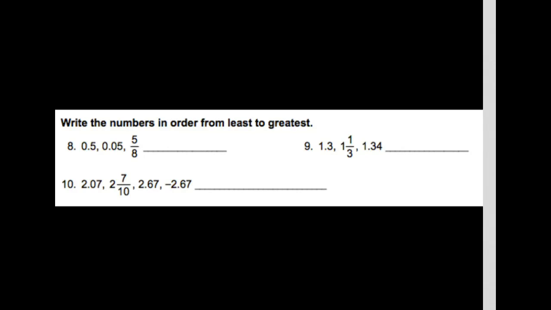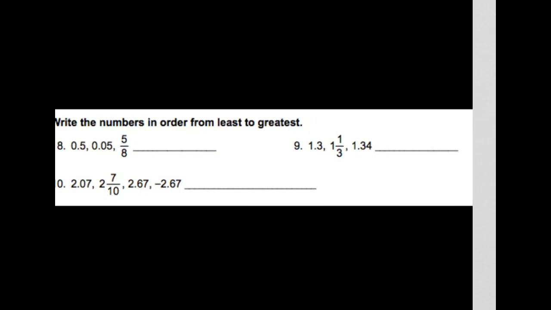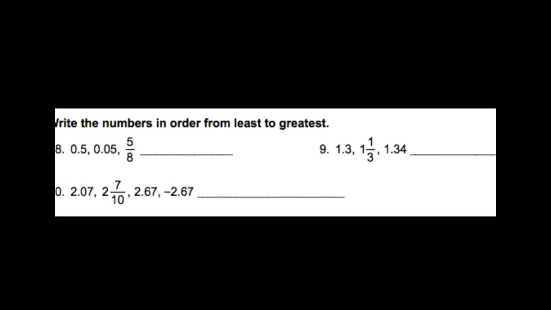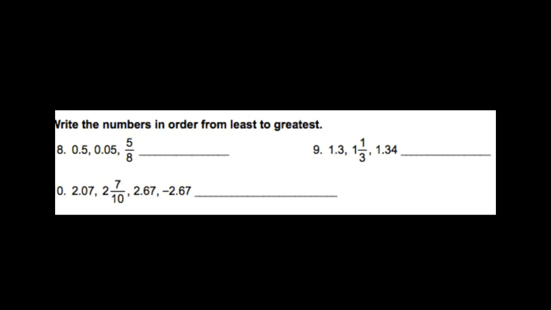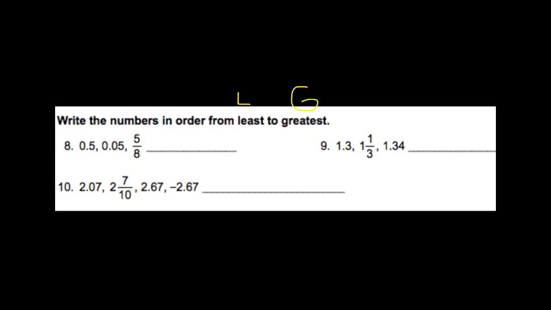This is example number 3. Write the numbers in order from least to greatest. Zoom in a little bit. There we go. Least to greatest. So, first thing, let's start with number 9. I'm going to take 1 3/10, 1 1/3, and 1 34/100, and I'm going to order them from least to greatest.